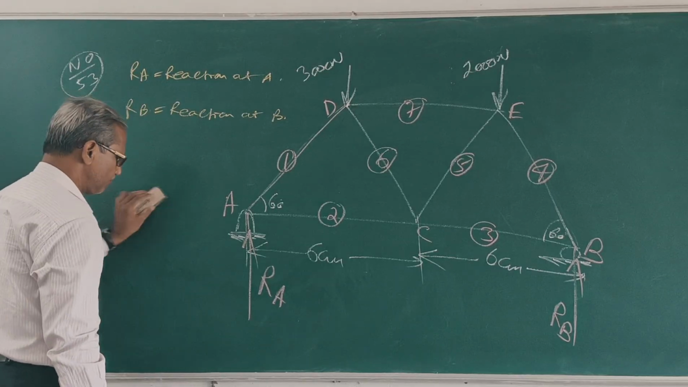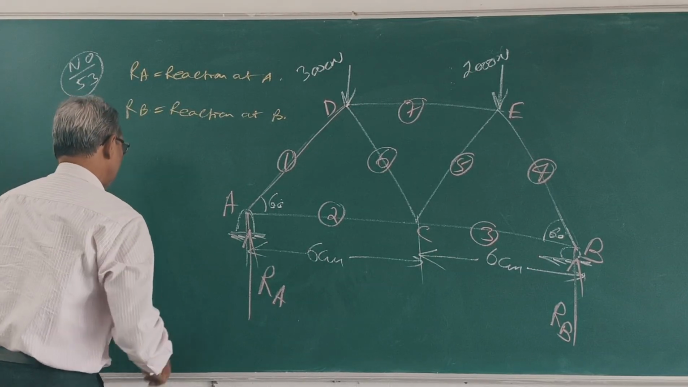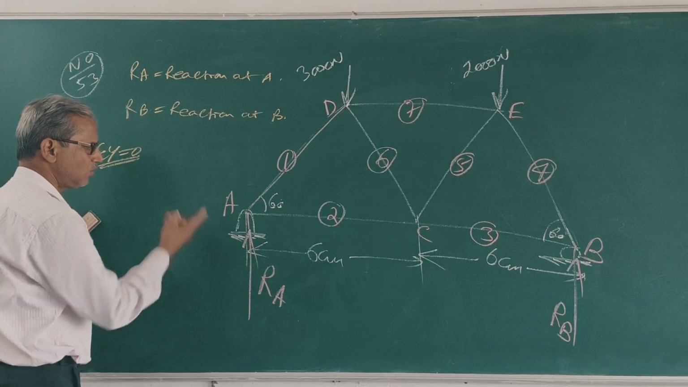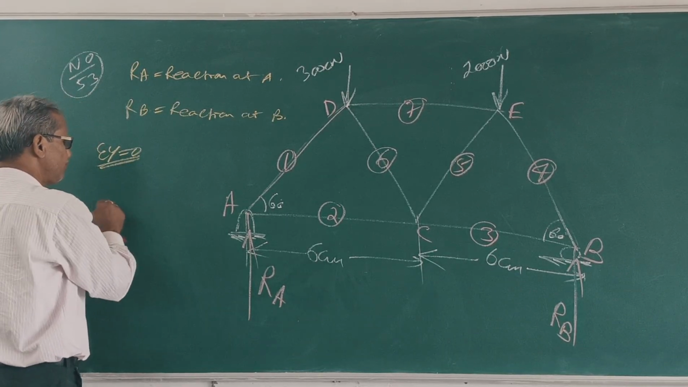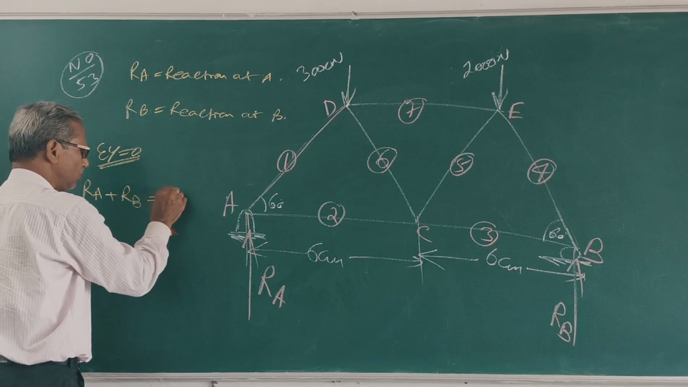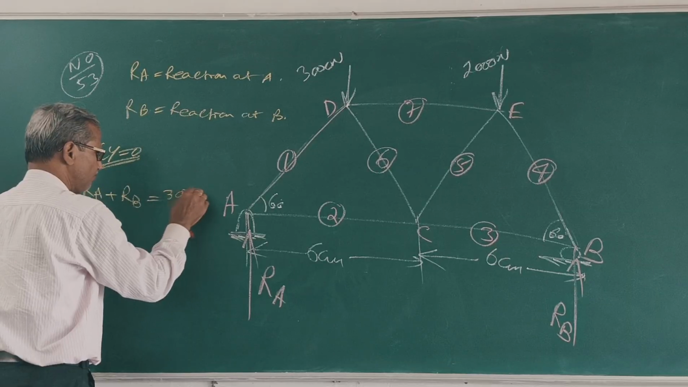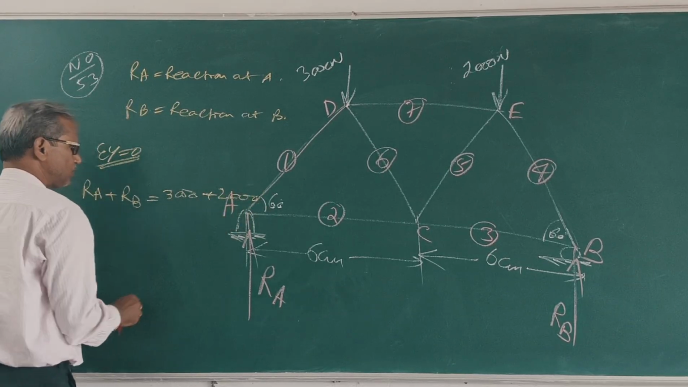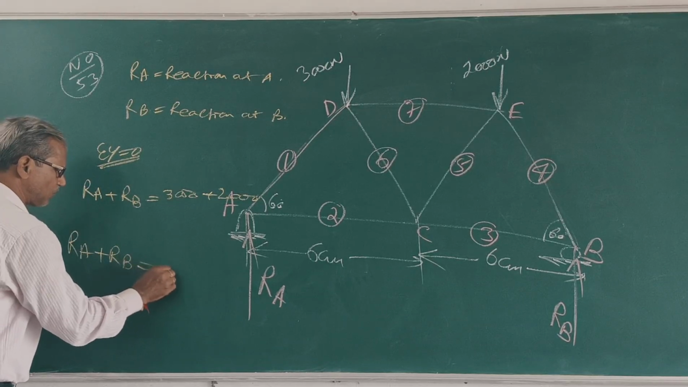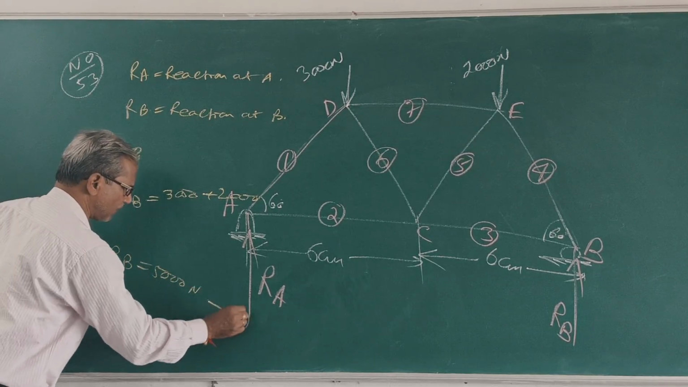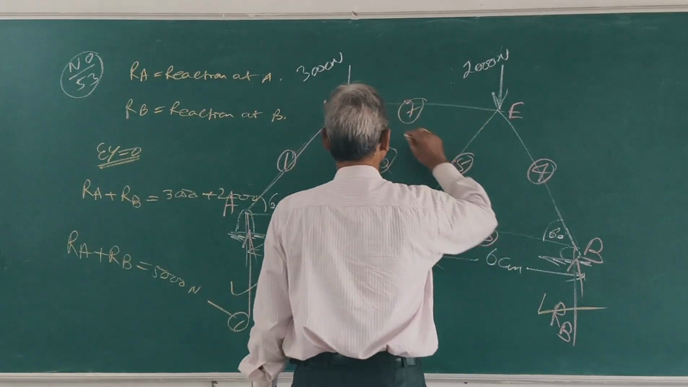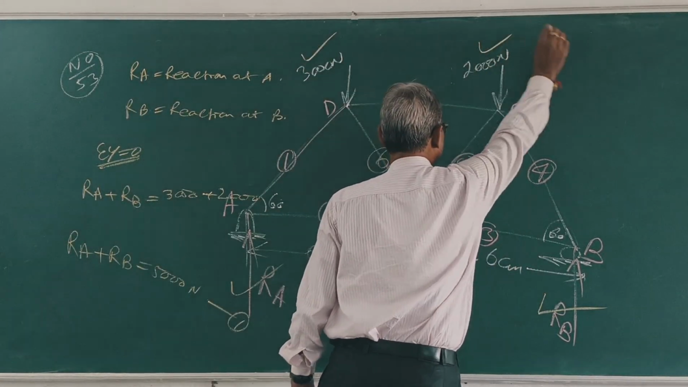Now, sigma Fy is 0. Clear? RA plus RB is equal to 3000 plus 2000. So RA plus RB is equal to 5000 Newton. Equation 1. Clear?